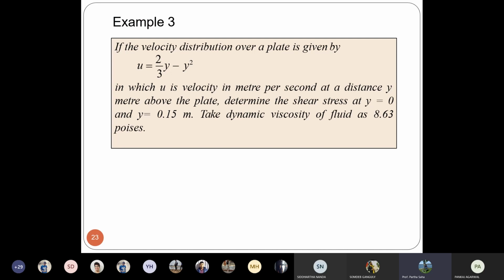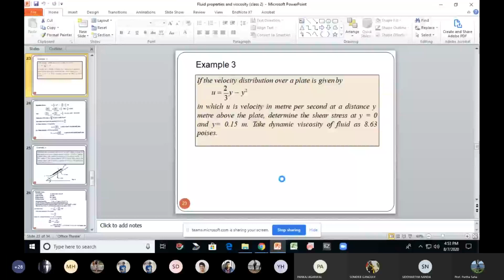So here a velocity distribution over a plate is given by this equation: u equals 2/3 y minus y squared, in which u is the velocity in meter per second at a distance y meter of the plate. Determine the shear stress at y equal to 0 and y equal to 0.15 meter. Take the dynamic viscosity as 8.6.